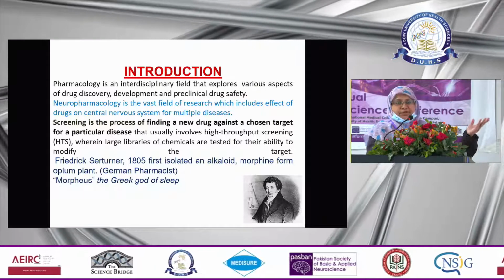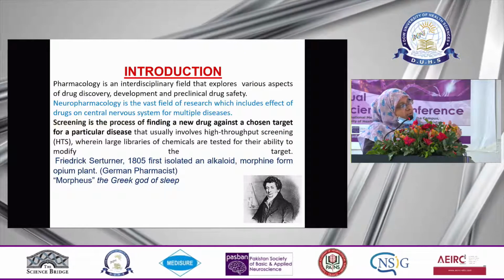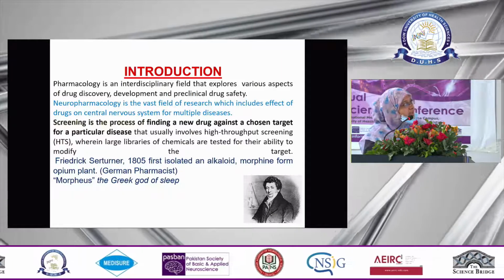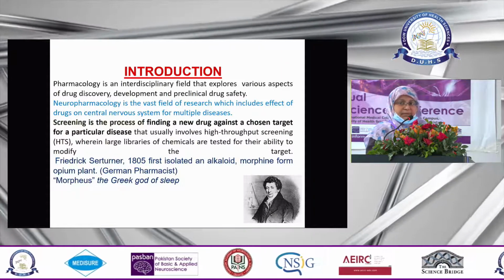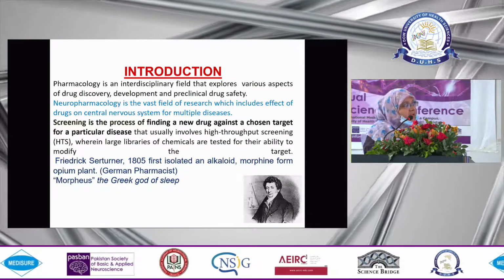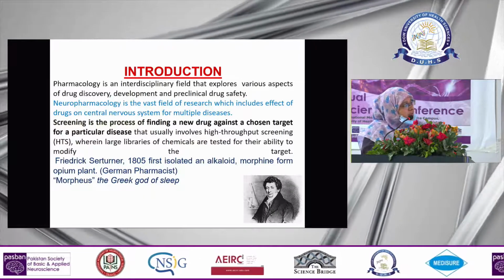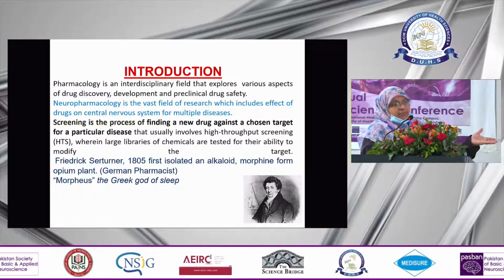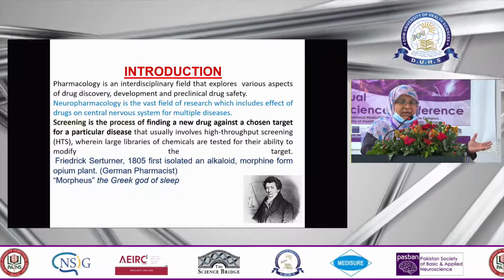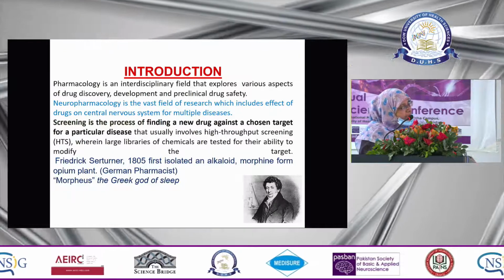Starting from the definition of pharmacology, most of you would know that it basically explores the various aspects of drug discovery, development, and preclinical drug safety. Hence, neuropharmacology deals with the effects of drugs on central nervous system diseases. Regarding screening, multiple screening tools are utilized against a chosen target for a particular disease, which may be highlighted as high throughput screening in vitro. But again, we can utilize this as a basic initial tool and ultimately go for preclinical studies.